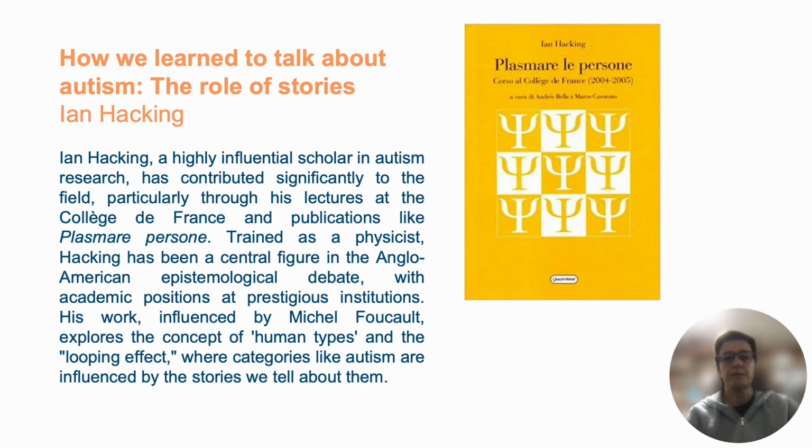Ian Hacking's concept of the looping effect shows how the stories we tell about autism shape both societal understanding and the experiences of autistic people. These narratives influence public perception and the self-identity of those diagnosed with autism. Autistic individuals are often depicted in literature as either geniuses or individuals with profound communication difficulties. These representations can either reinforce stereotypes or challenge societal assumptions about autism.